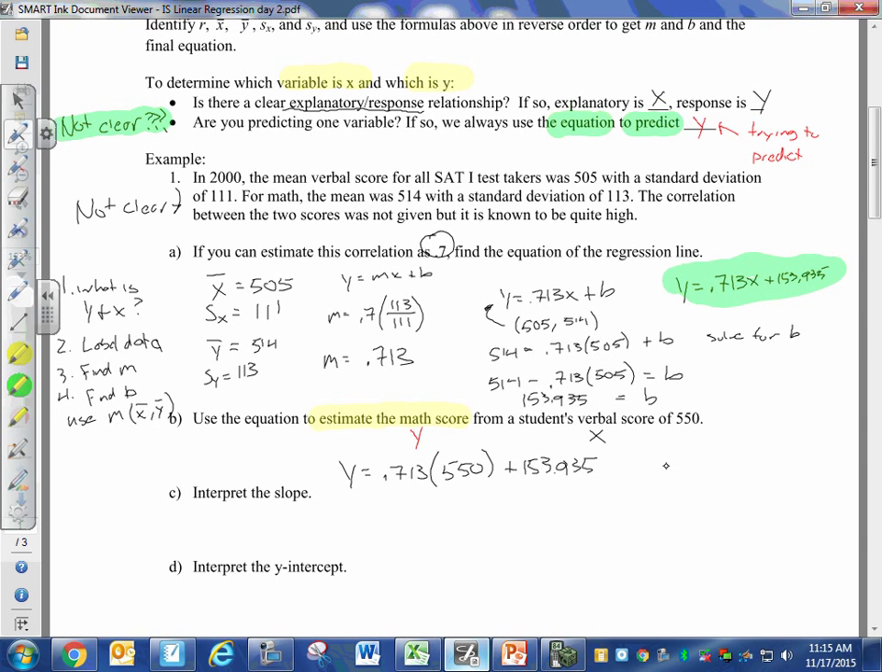Just like we did with all these problems and just like you did on your quiz, it's the same deal. And what do we get? Check your answer with a neighbor. What do we get? Just plugging in. 546? Okay, 546.085 or something like that.